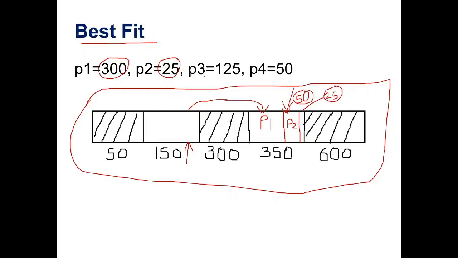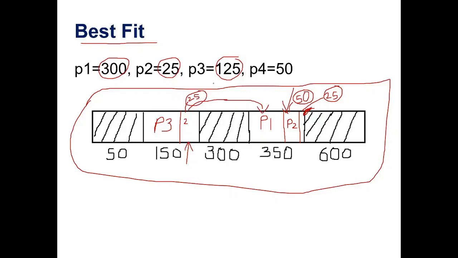Another process has come, P3, with size 125. It is going to search for the smallest block. The smallest block available here is this 25, but process P3 cannot fit within this. So it will come to the next smallest block. Yes, process P3 can fit within this, so allocate process P3 here. After allocation, 150 minus 125 is 25, so 25 memory will remain here.